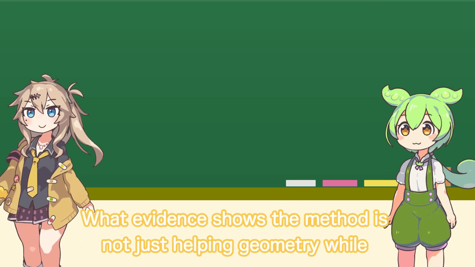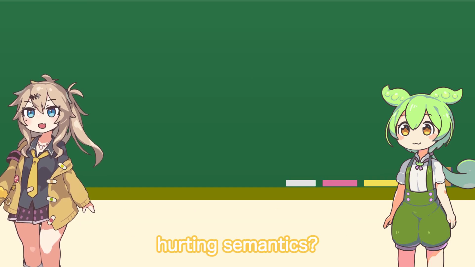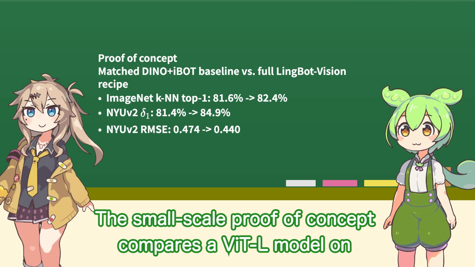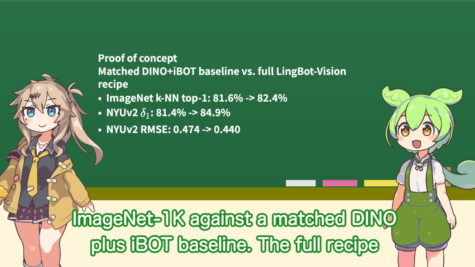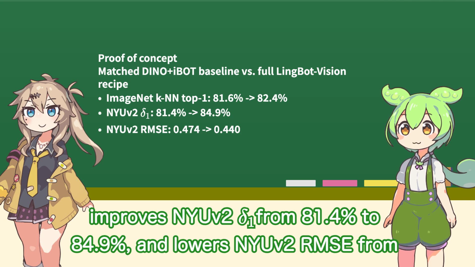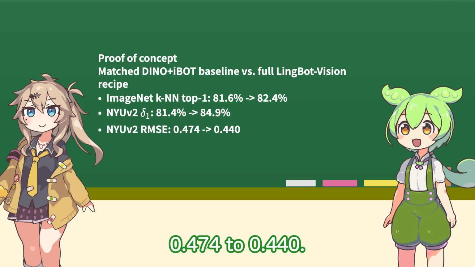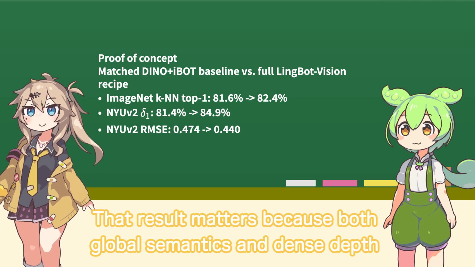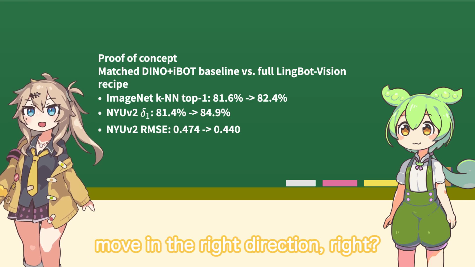What evidence shows the method is not just helping geometry while hurting semantics? The small-scale proof of concept compares a ViT-S model on ImageNet 1K against a matched DINO plus iBOT baseline. The full recipe raises ImageNet k-nearest neighbor top 1 accuracy from 80.4% to 81.6%. It improves NYUv2 delta 1 from 81.4% to 84.9%. And lowers NYUv2 RMSE from 0.47 to 0.40. That result matters because both global semantics and dense depth move in the right direction, right?